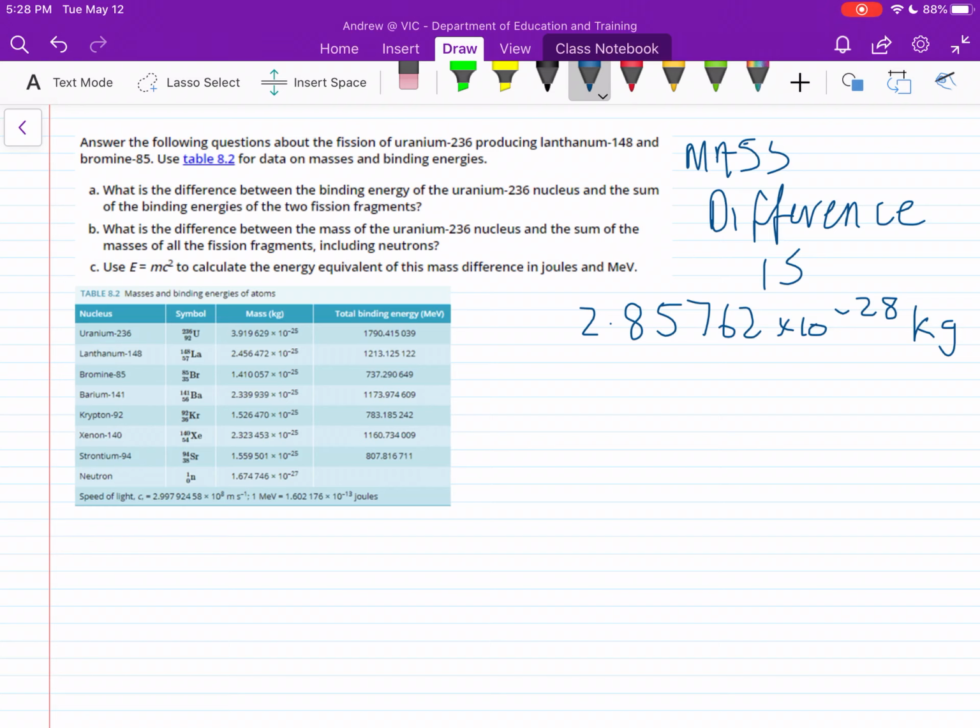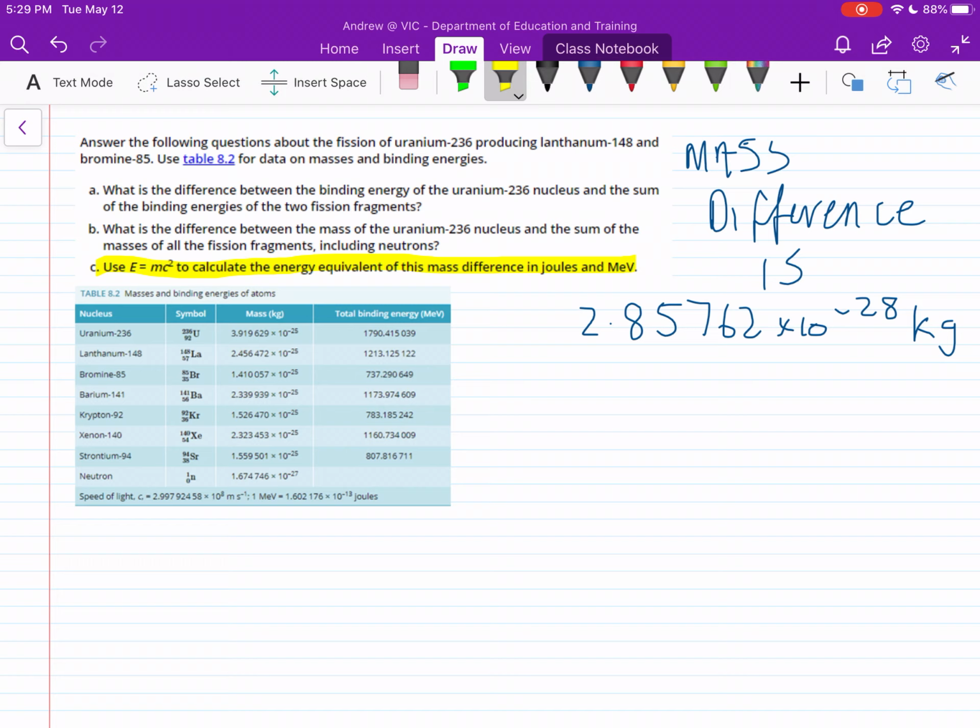Okay, so in this one, we're going to go through our final part of this question, part C, where we're going to use E equals mc squared to calculate the energy equivalent of this mass difference in joules and mega electron volts. Just remember in our last example, we worked out the mass difference between the fission, so the splitting up of uranium-236 into lanthanum-148 and bromine-85, as well as 3 neutrons, as 2.85762 by 10 to the negative 28 kilograms.